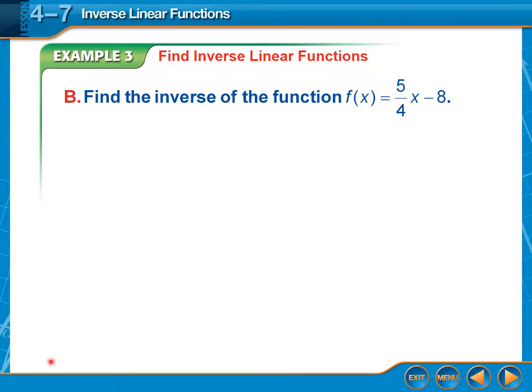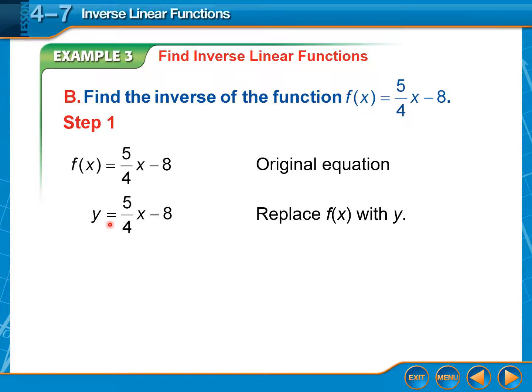Let's take a look at another example. Find the inverse function of the function f of x equals 5 over 4 times x minus 8. So again, we're going to follow the same 4 steps. Step 1, take the original equation, but instead of f of x, I'm going to replace that with y. So y equals 5 over 4 times x minus 8.